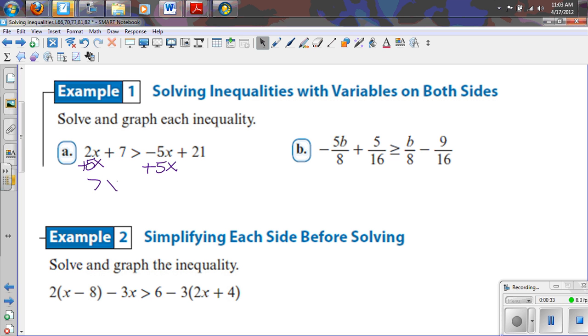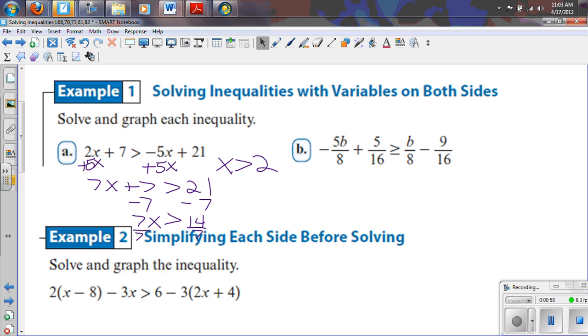So we have 7x plus 7 is greater than 21. And then this is just a two-step inequality that we can solve, so minus 7. And so 7x is greater than 14. Last step, divide by 7. And so when we do that, we get x is greater than 2.